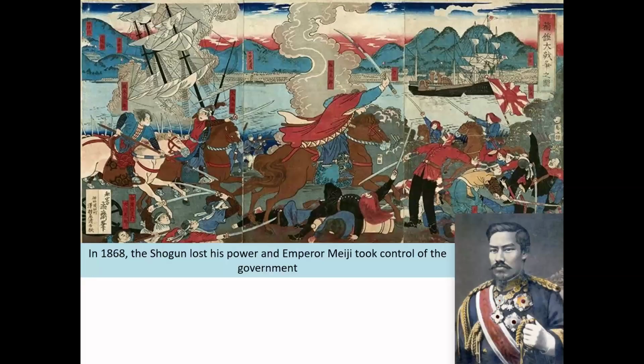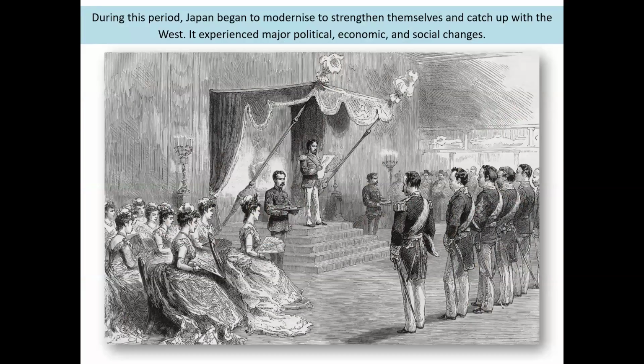Now, in 1868, unfortunately, the shogun, the military leader, lost his power, and Emperor Meiji here on the right took control of the government. So he was one of the few people that led a battle, and he won. Now, during this period, we call it the Meiji Restoration. All right, Japan began to modernize.